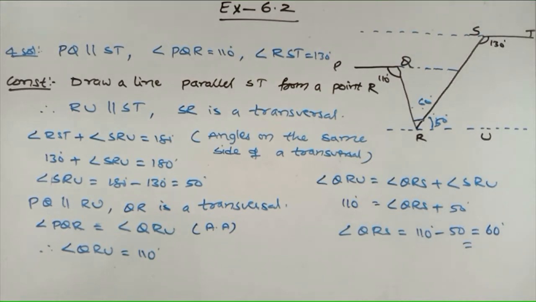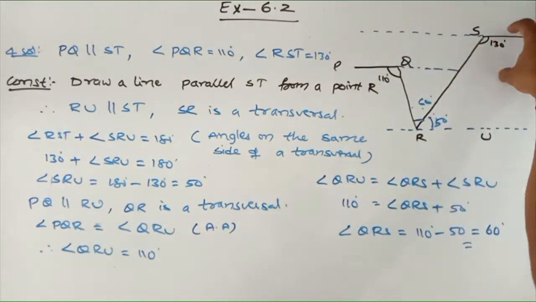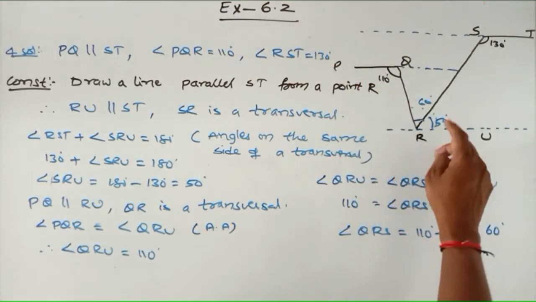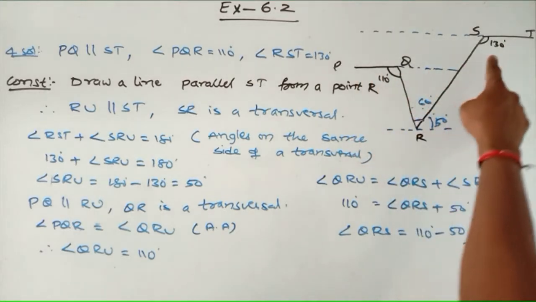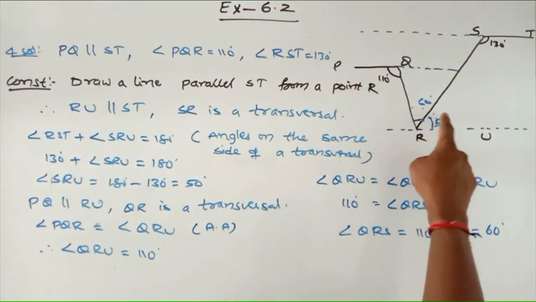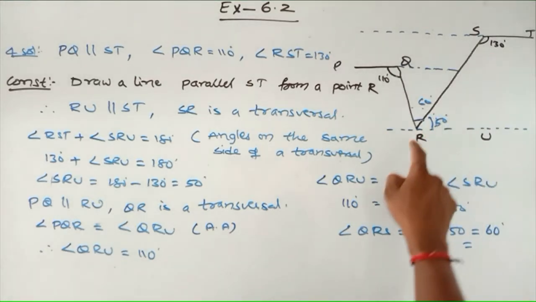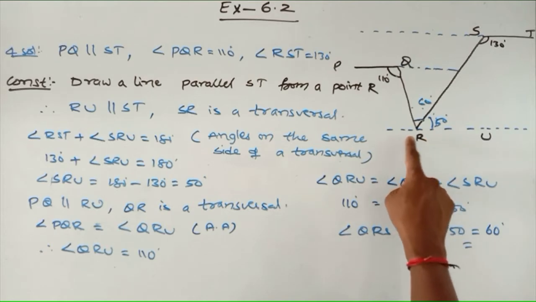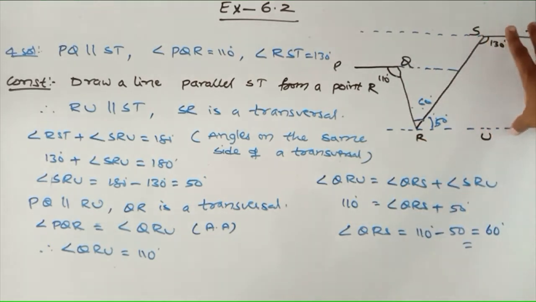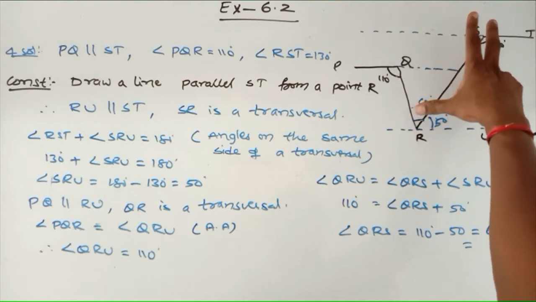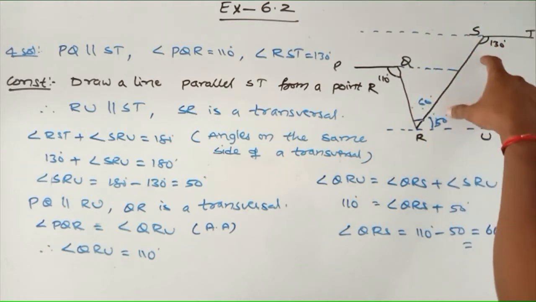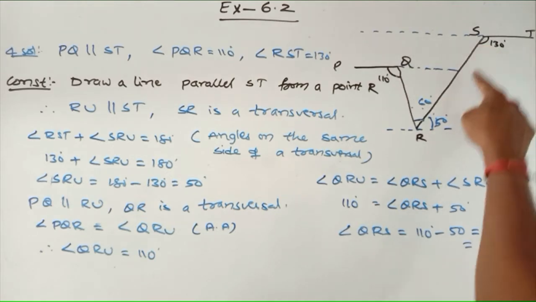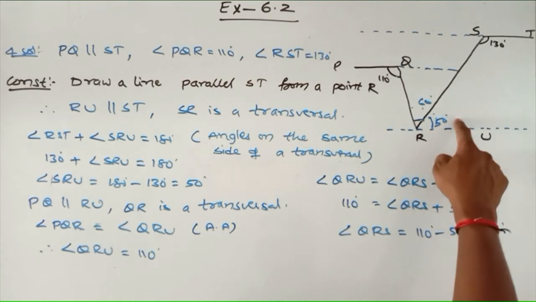Now children, see, once again I am saying here PQ is parallel to ST and angle PQR is given, angle RST is given. PQR is 110 degrees and angle RST is 130 degrees. I have to find the angle QRS. To this I am drawing one parallel line to ST from point R such that RU is parallel to ST. If these two are parallel lines, then SR is a transversal. If SR is a transversal, then angles on the same side of the transversal add up to 180 degrees. So 180 minus 130 is 50 degrees. That means SRU value is 50 degrees.